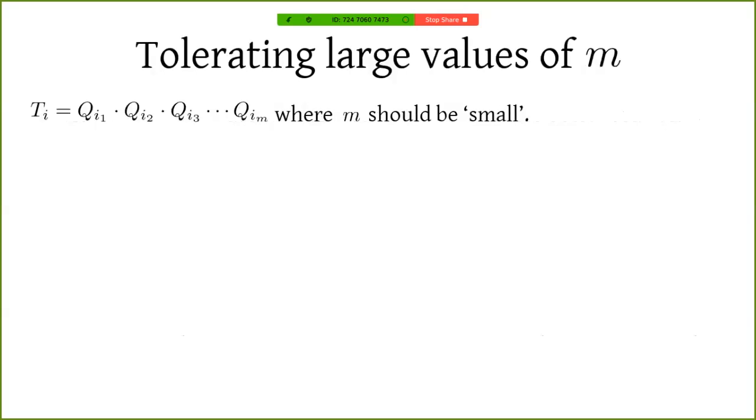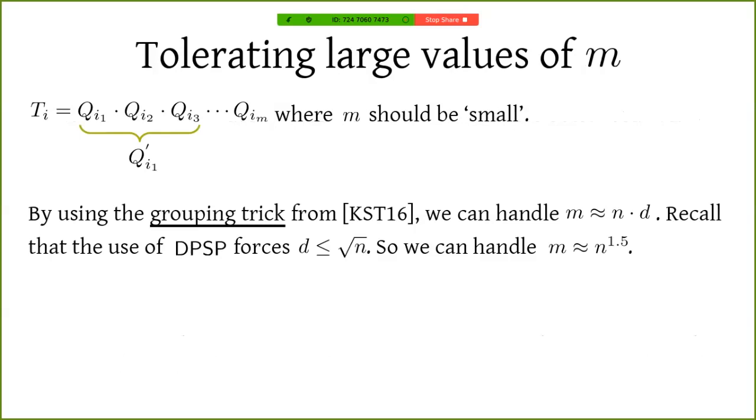Recall that our second condition was that Ti, a product term which is a product of Qi1, Qi2, Qi3 up to Qim, should be such that m is small. Now, using the grouping trick from the work of Kayal, Saha and Tavenis, we are able to handle m roughly equal to n times d. In the grouping trick, we take a bunch of Qij's and multiply them together to obtain new polynomials Q prime ij's. This reduces the value of m, and so we are able to handle large values of m.